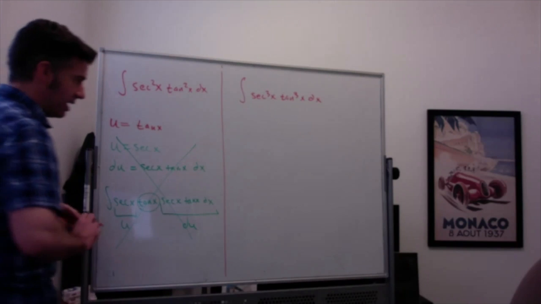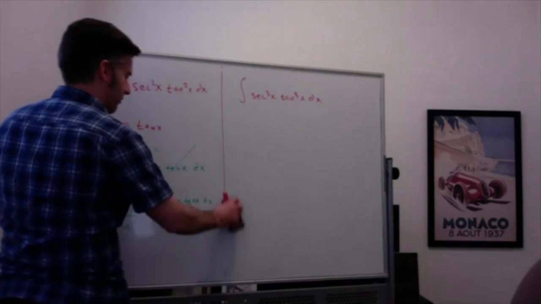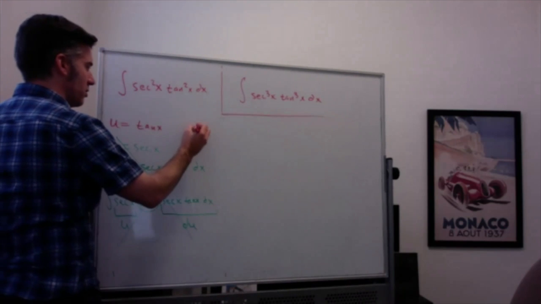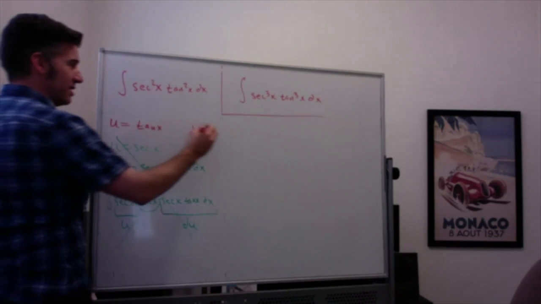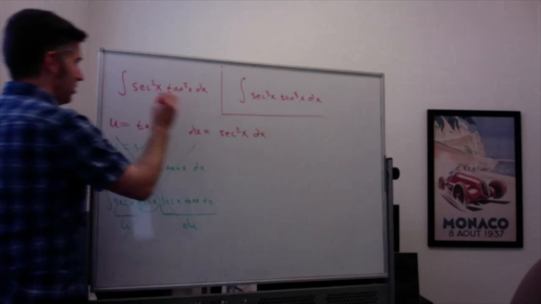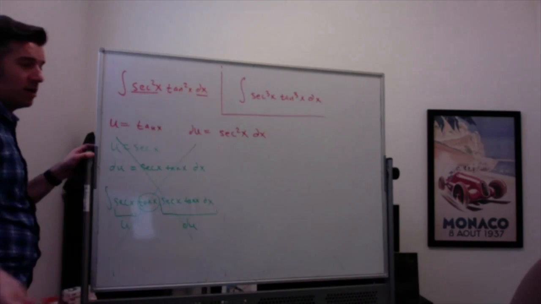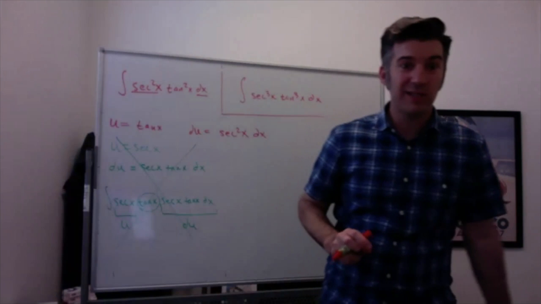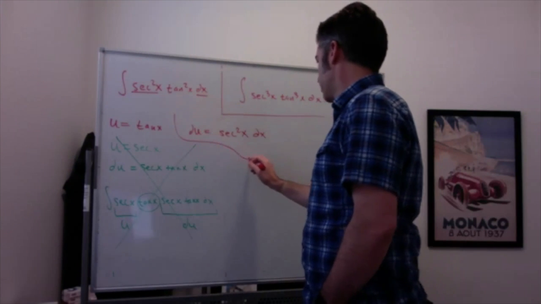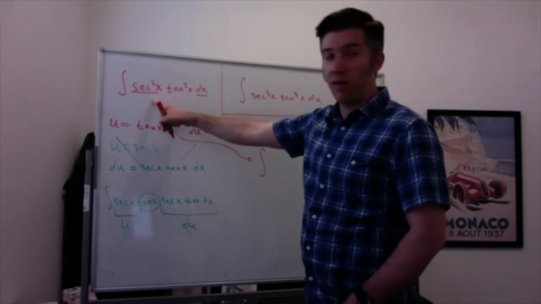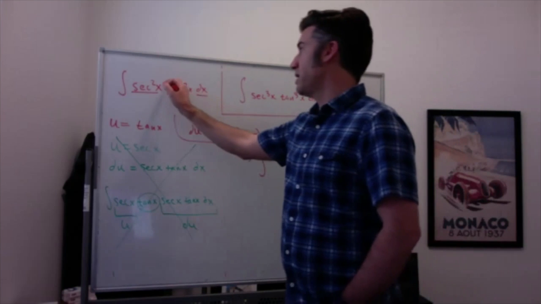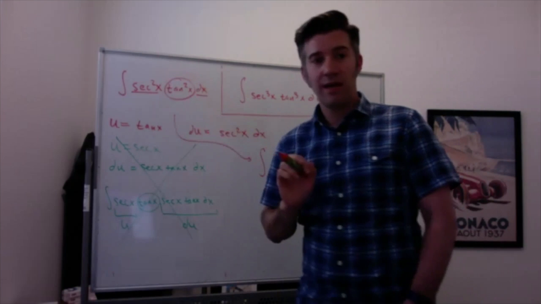Because if u is equal to tangent, then our du, the derivative of tangent, is secant squared x dx, which is right here. And so when I start making the change from x to u, I get the integral of, well, secant squared x dx is my du. And then I'm left with a tangent squared.